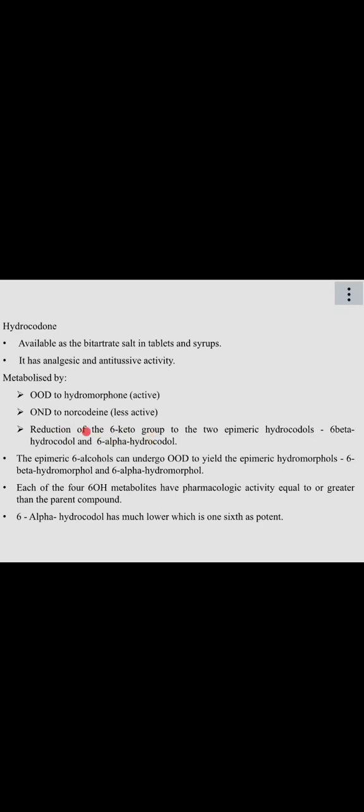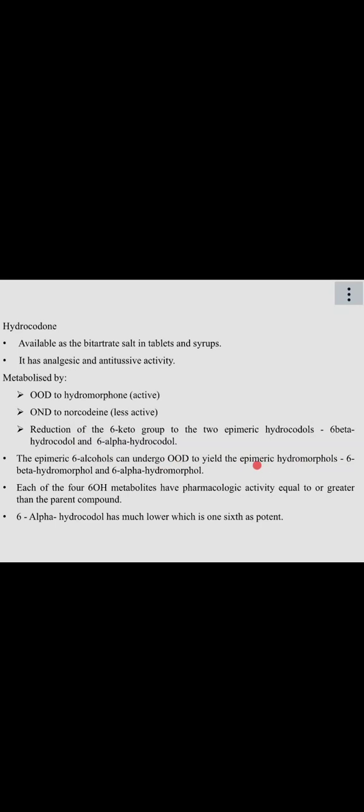And that's what we're calling reduction of the 6 keto group, the two epimeric hydrocodols, because they are alcohols, 6 beta hydrocodol and 6 alpha hydrocodol. We are calling them hydro because already there is a reduction or saturation of position 7,8. The epimeric 6 alcohols can undergo oxidative O-dealkylation to give you the epimeric hydromorphols.